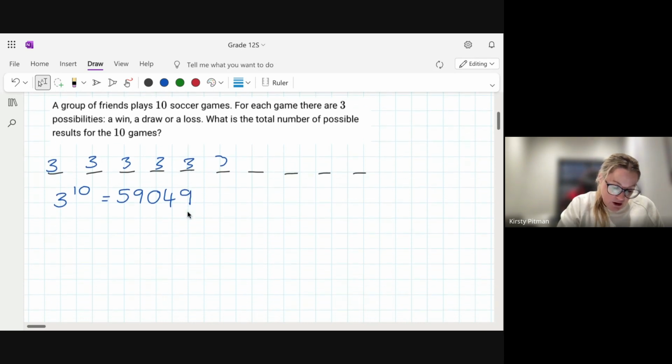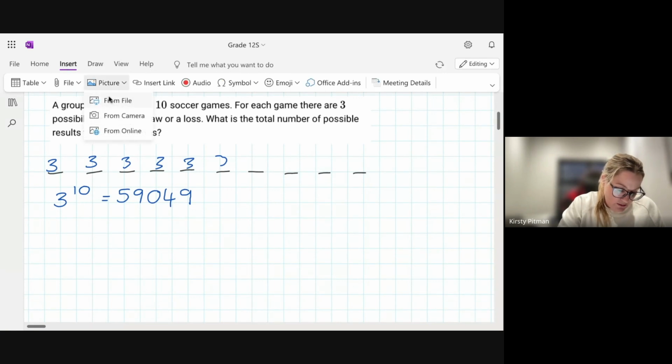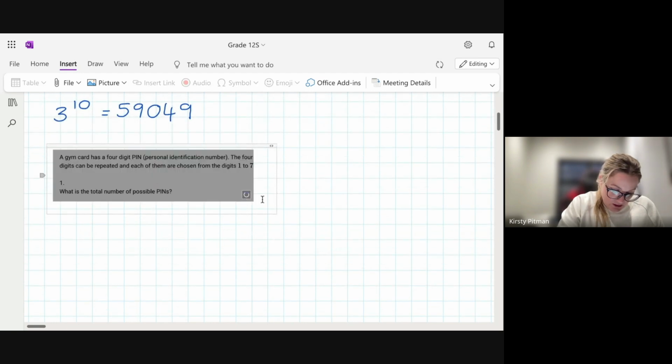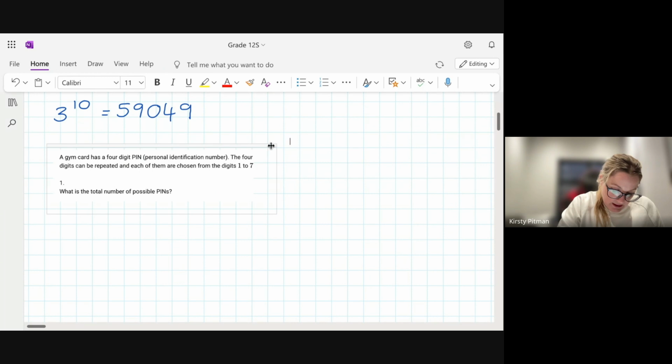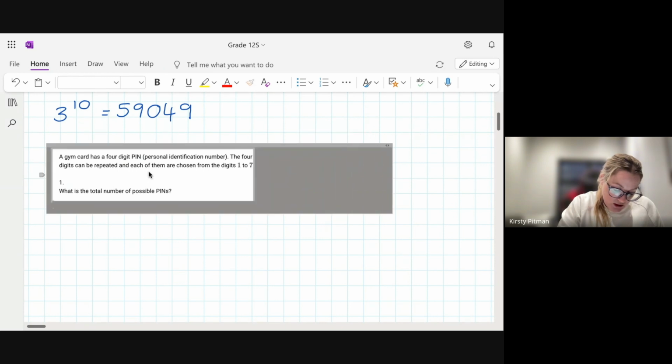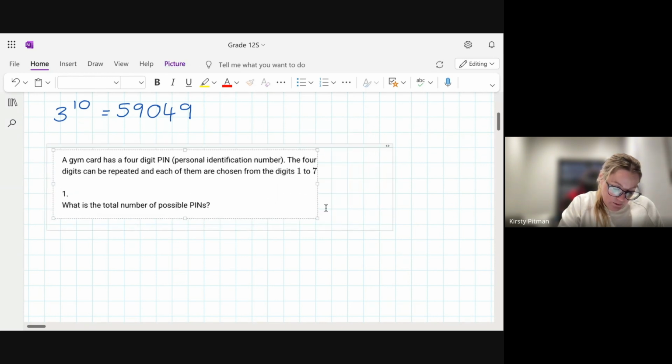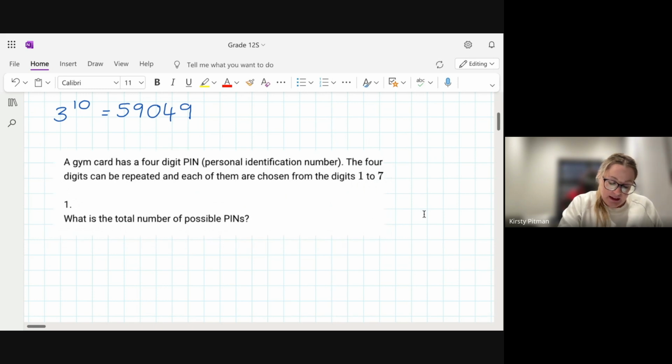Do we have time for another hard one? Let's see. Insert picture from my file for you guys. Let's do this one. I quite like this one. It's saying it's hard, but it's not hard now because we know the trick here. A gym card has a 4-digit PIN. The 4 digits can be repeated, and each of them are chosen from digits 1 to 7.